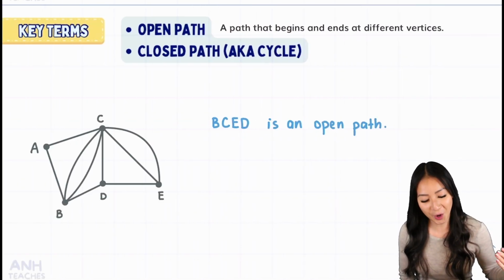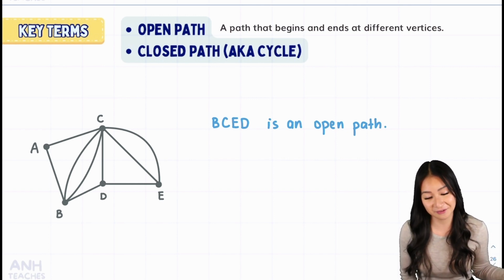Next, we have an open path. So this is just a path that begins and ends at different vertices.